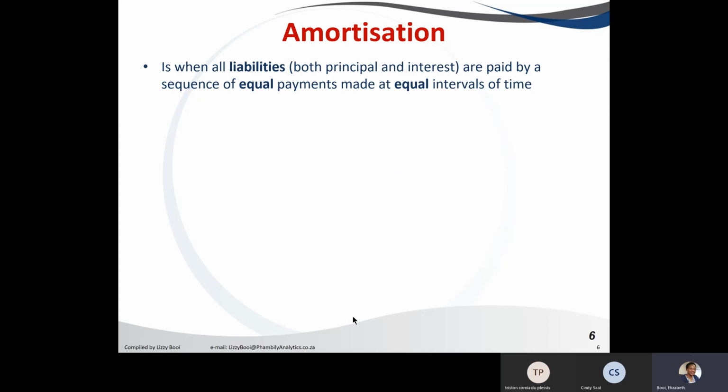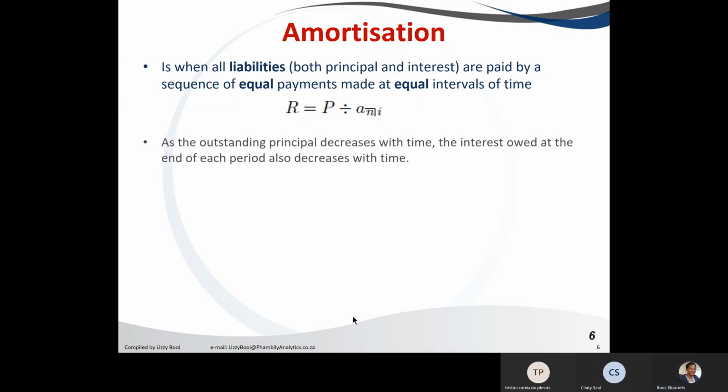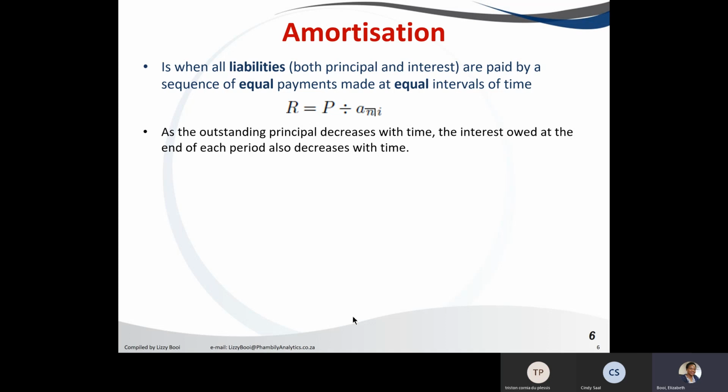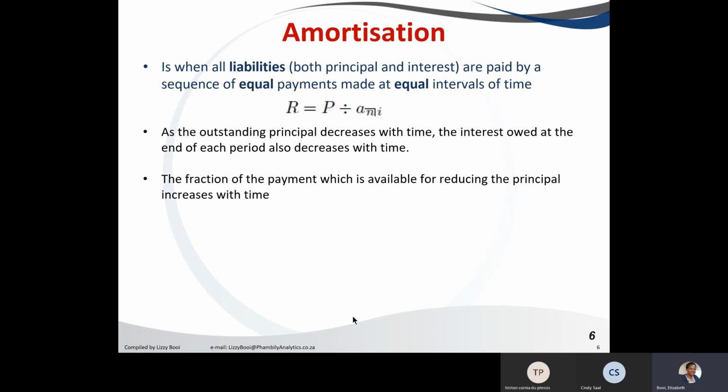Remember, amortization is when all liabilities are paid by sequential payments at an equal interval as well. And for annuities, because there are payments, we calculate them using the present value of an annuity. And when we're doing those payments, as the outstanding principal decreases with time, the interest you owe will also decrease with time. But your principal repaid will increase, and at the end, your principal repaid at the end of the term should be the same as your opening balance in the beginning.